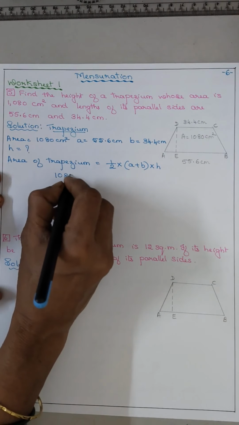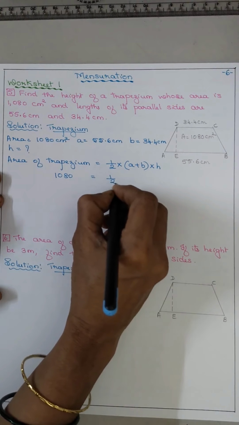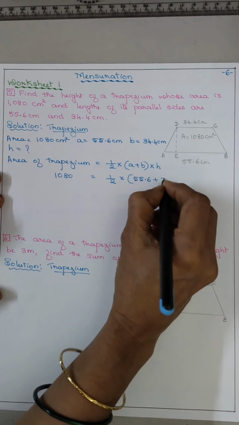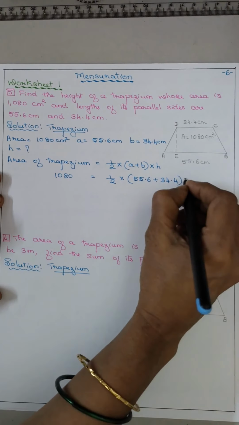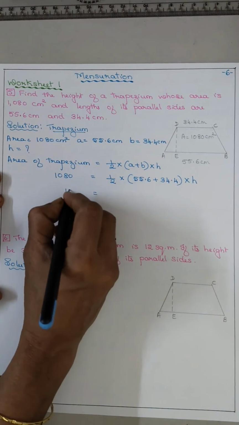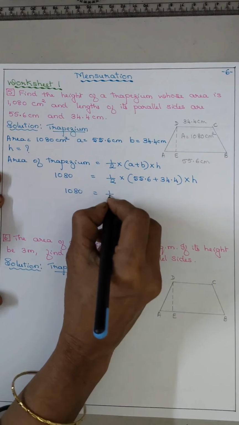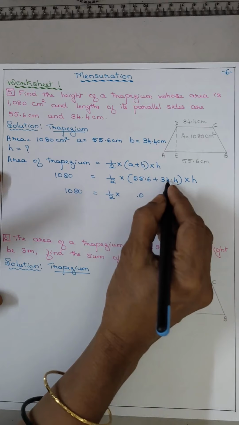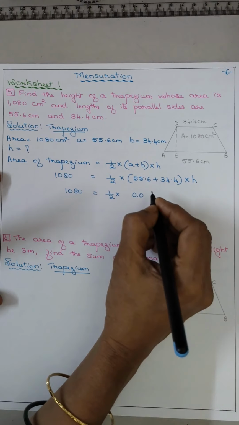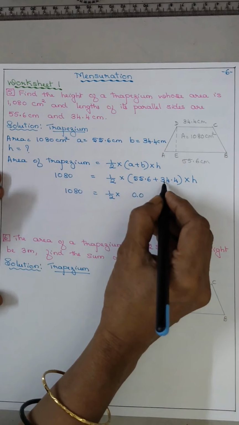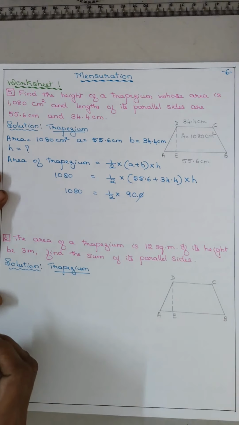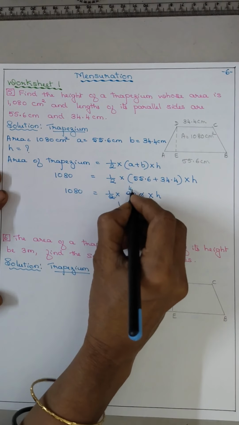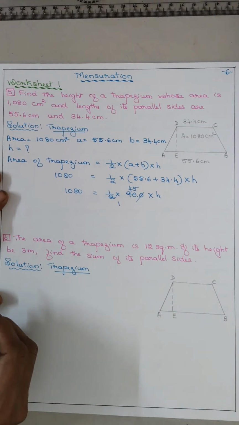Area is 1080 is equal to half into (55.6 plus 34.4) into h. So 1080 is equal to half into, 6 plus 4 is 10, 1 plus 4 is 5, plus 5 is 10, 1 plus 5 is 6, that is 90. So this is 90 into height. Half of 90 is 45, isn't it?